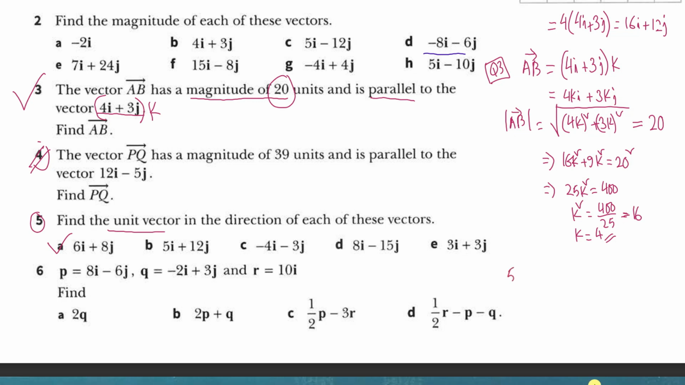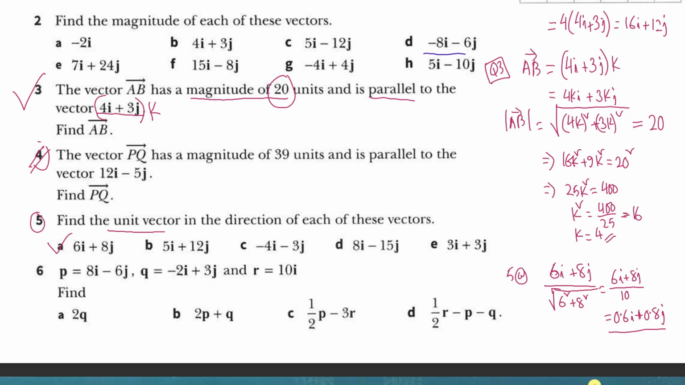Unit vector of 5a, we can write 6i plus 8j. We are going to divide by the modulus, or magnitude, of this vector, which is the square root of 6 square plus 8 square. It gives us 6i plus 8j divided by the square root of 36 plus 64, which is 10. So finally you can write 0.6i plus 0.8j. Actually, the property of the unit vector is that if we take the modulus of the unit vector again, we would get 1 only.